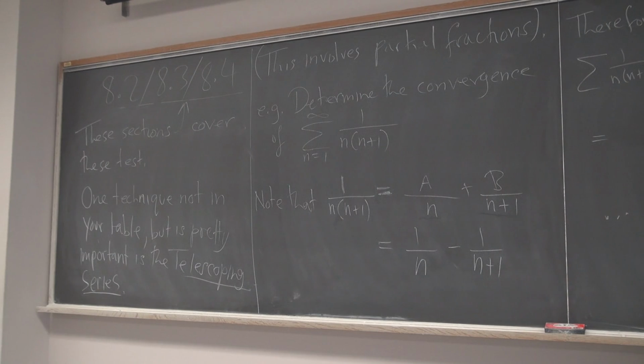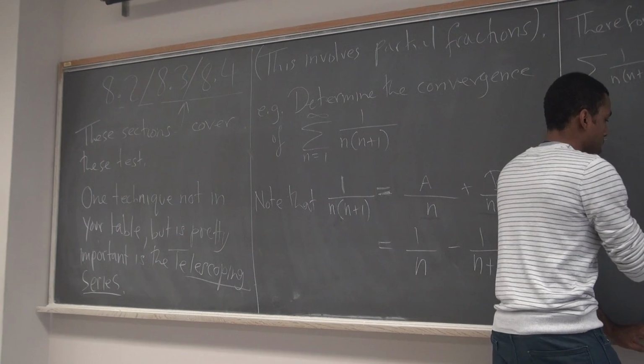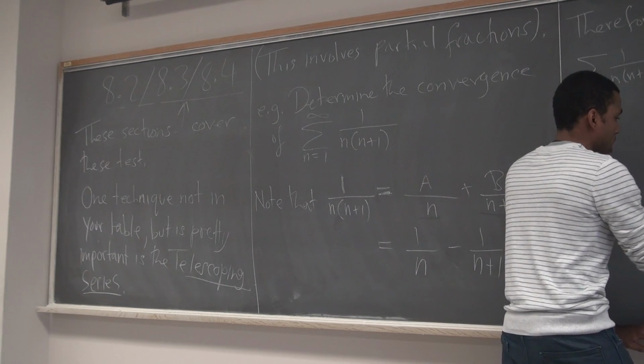So we know what the first few terms look like. What do the last few terms look like? What if I am 3 terms away from the back, like the n minus third term? What would that look like? 1 over n minus 3 minus 1 over n minus 2.